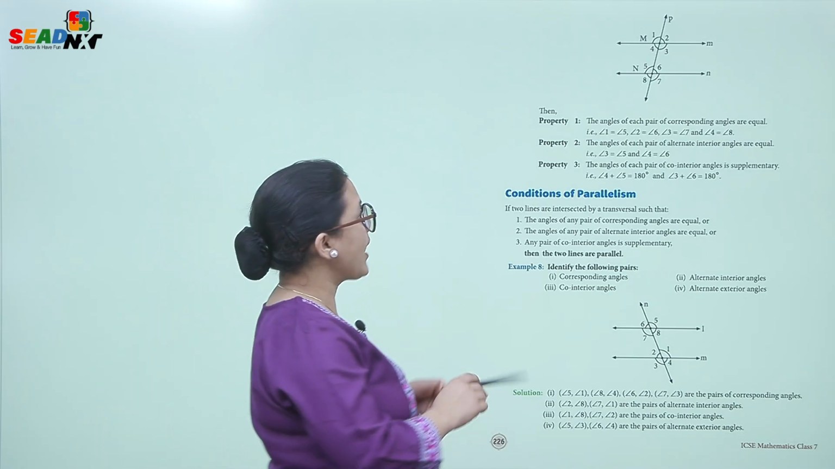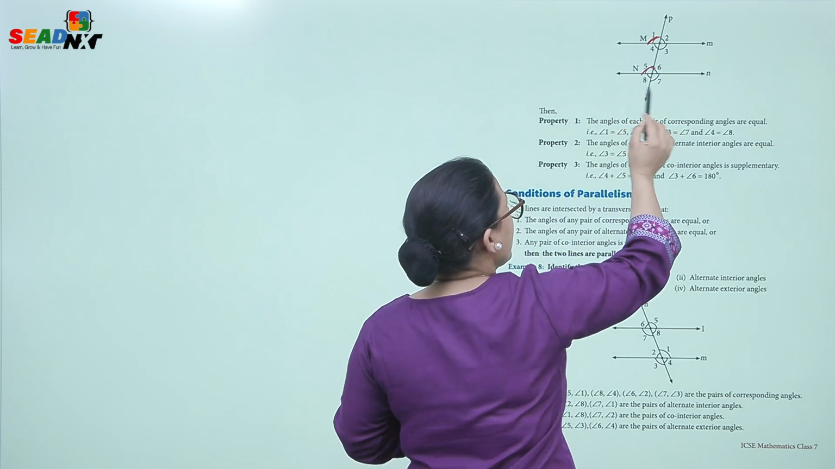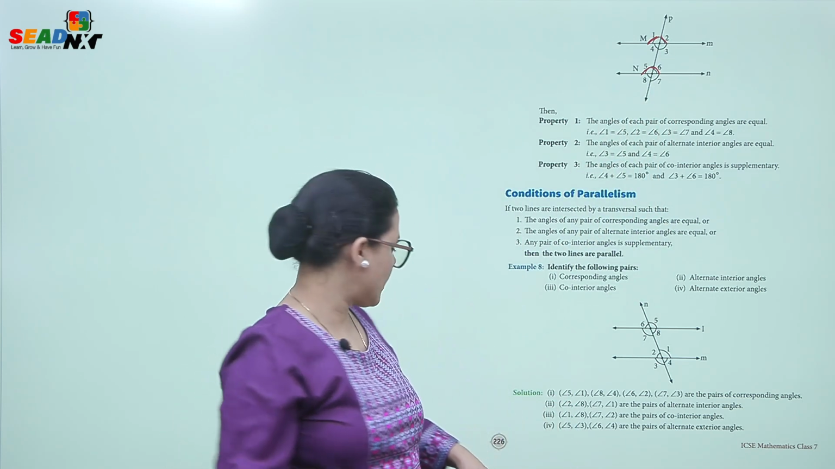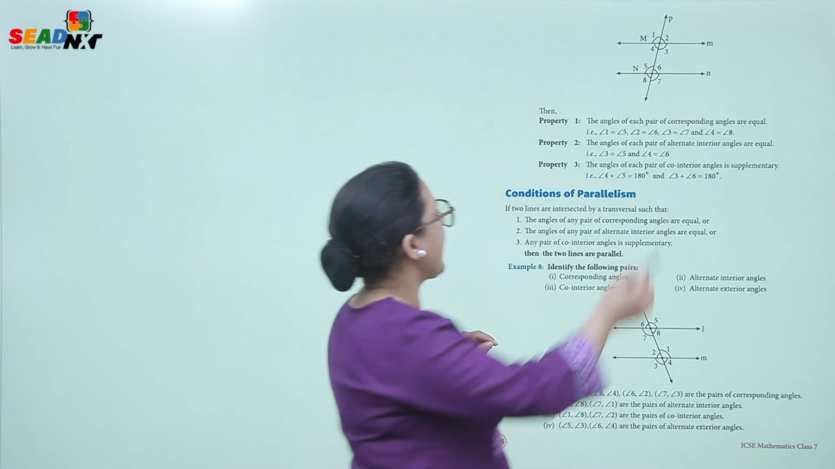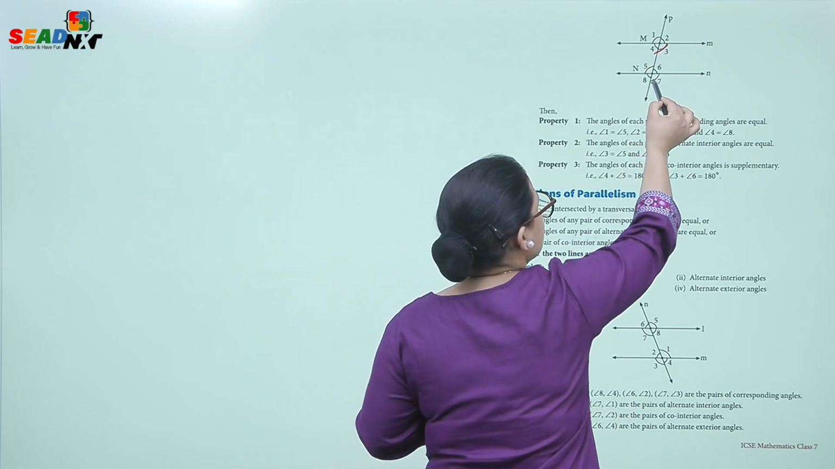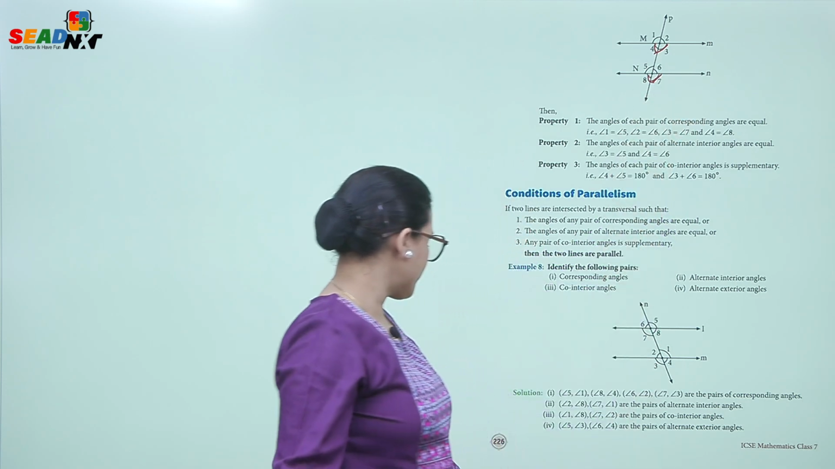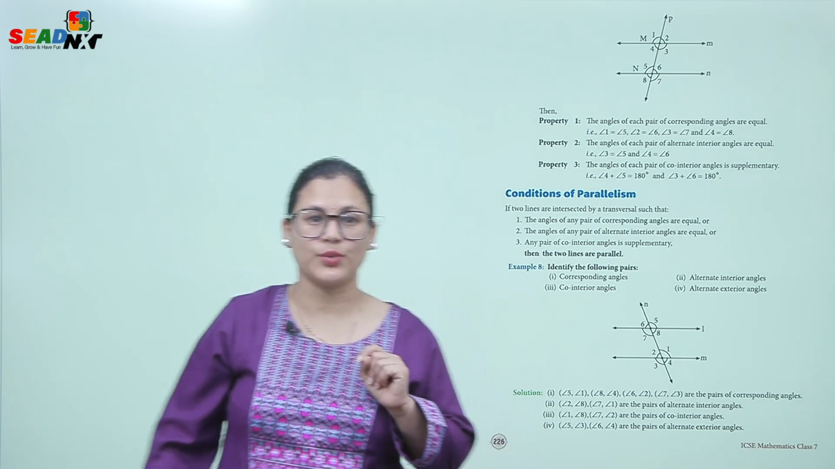Like angle 1 is equal to angle 5. Angle 2 is equal to angle 6. These are the pairs of corresponding angles, and corresponding angles are equal. Similarly, angle 3 and angle 7, and angle 4 and angle 8 are corresponding angles and these are equal. This is property 1.